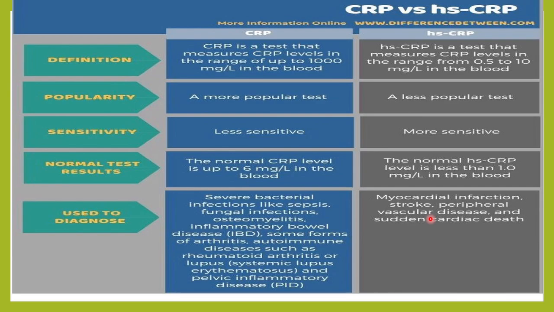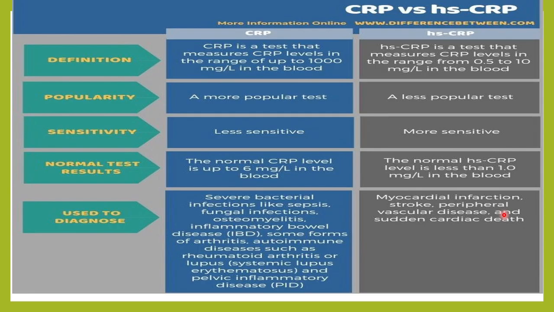So these are a few of the differences. See, CRP costs you around 500 rupees and hs-CRP would cost you around 700 to 800 rupees. Cost wise also hs-CRP is higher. We do not order hs-CRP in all patients. We order hs-CRP in a patient in whom we suspect a risk of developing cardiovascular disease, because it detects a very low rise in CRP also.